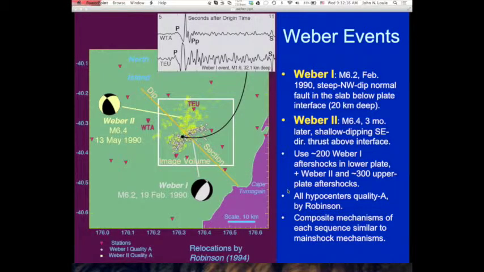So that enables me to use time migration, but not depth migration. And the other thing is that the radiation patterns of the aftershocks, at least in composite mechanisms, are very similar to the radiation pattern of the corresponding main shock.